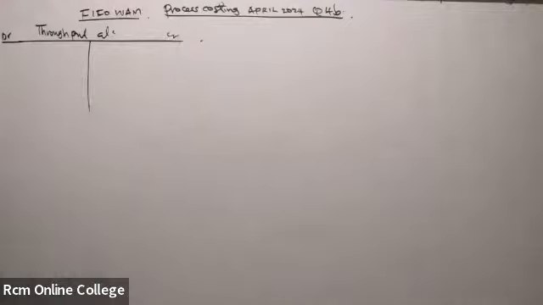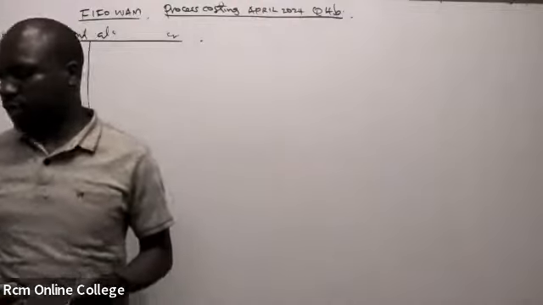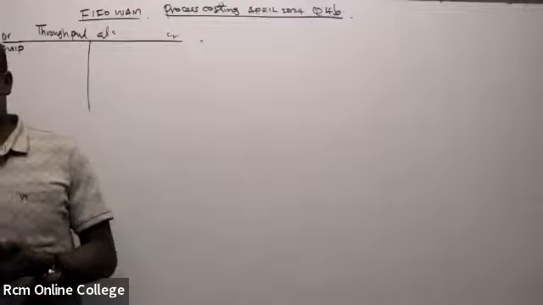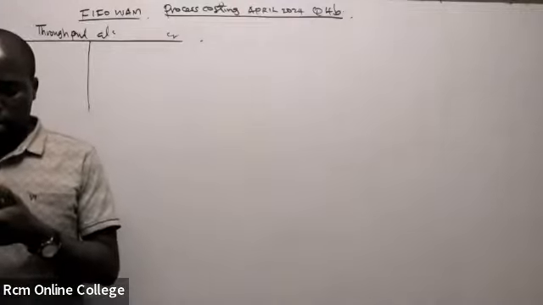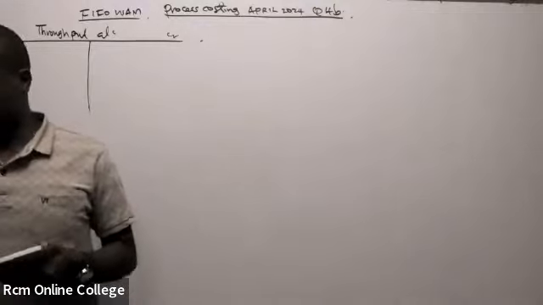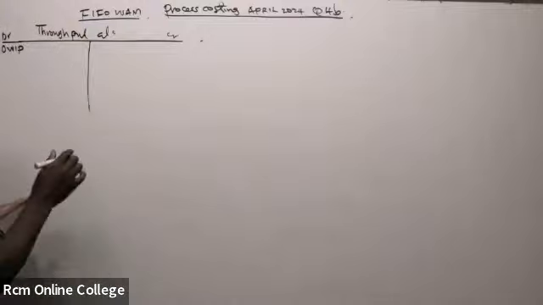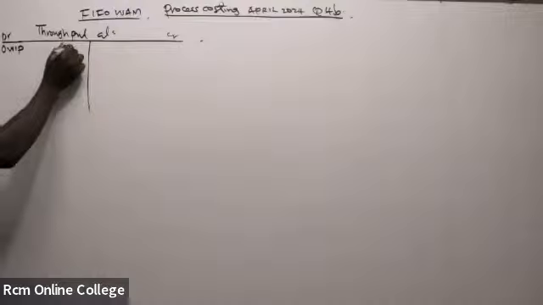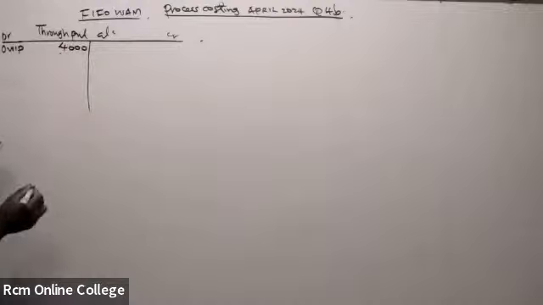So the first thing we are starting with is opening work in progress. What is our opening work in progress in terms of units? In terms of units, we have 4,000 units. So we have 4,000 units as the opening work in progress.